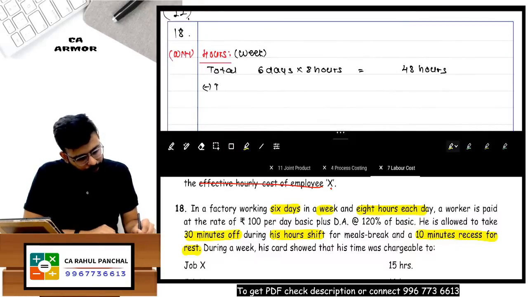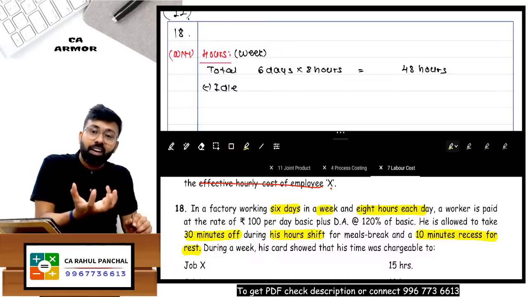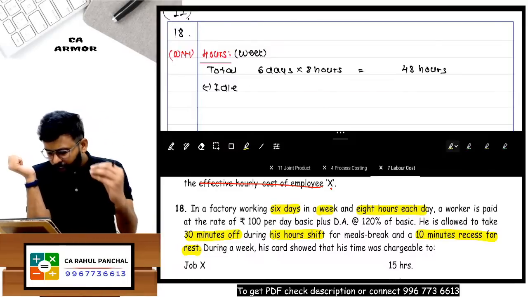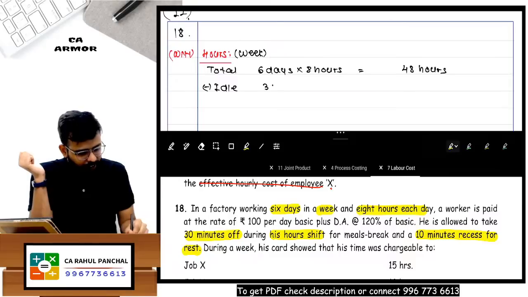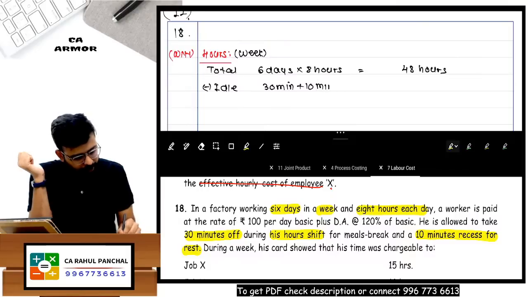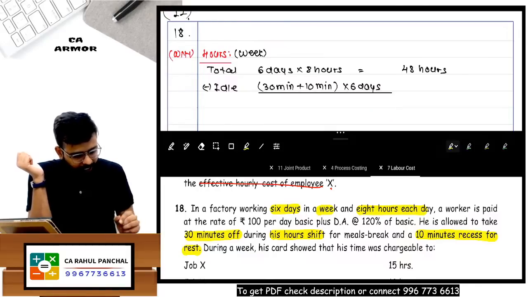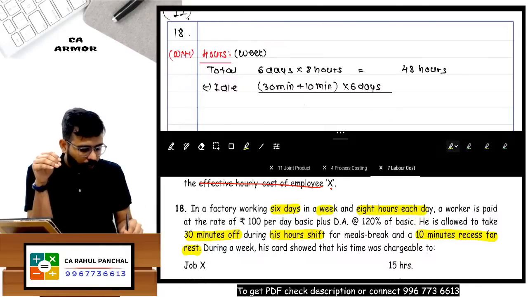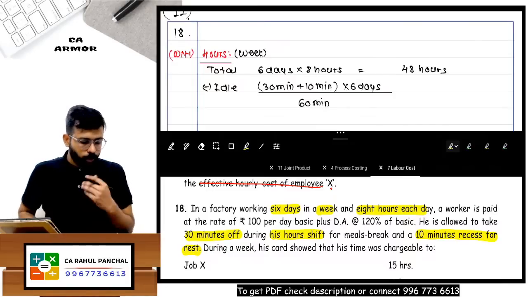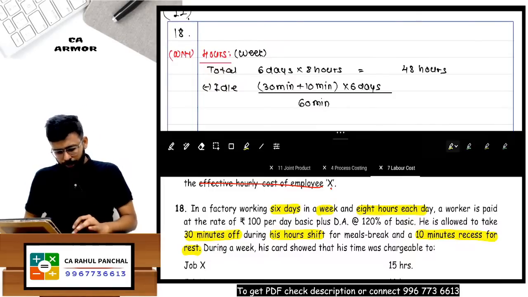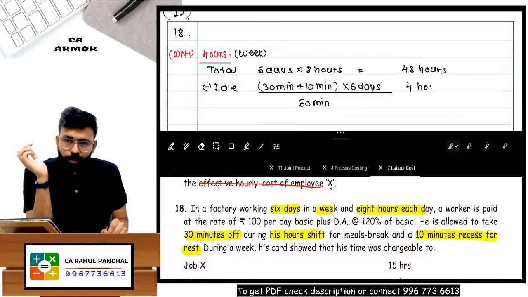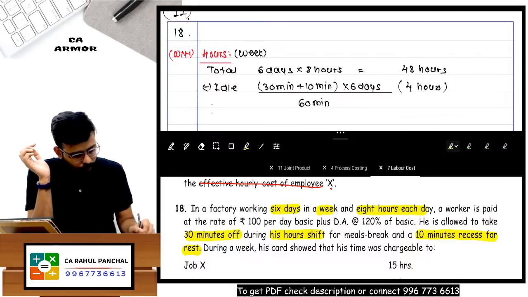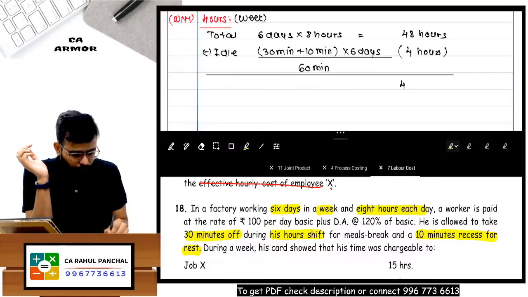So I will say minus idle time, because I would like to know worker has worked for how many hours. A worker generally works for how many hours? So I will say that 30 minutes ka break plus 10 minutes ka break will come to 40 minutes ka break. This is in one day. Into you will have to do 6 days. So you will get in 6 days what is the break that will be given. But this will be in minutes. You have to convert into hours. So just multiply 40 minutes ka break into 6 days. This much total break. Divide by 60, that will be converted into hours, and 4 hours ka break you will give. Now divided by this, you're gonna get 44 hours.